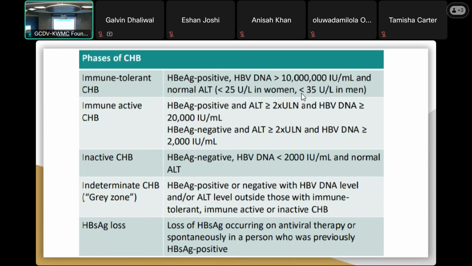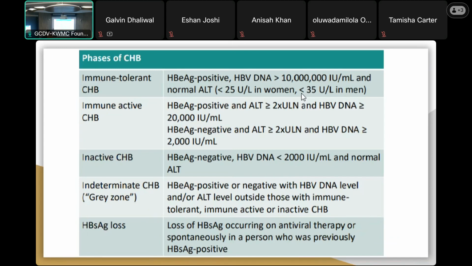Now, on the other hand, you treat immune active CHB. Active, basically, I remember it with ALT level. If ALT is higher than 2 times the upper limit of normal, I'm going to treat it. If it's lower, don't focus on the gray zone, but if it's lower, then it's likely inactive. Now, there's immune tolerant, which is somewhere in between. The ALT is still normal, so you're not going to treat it, but they have high DNA. So don't be worried if they have high DNA.